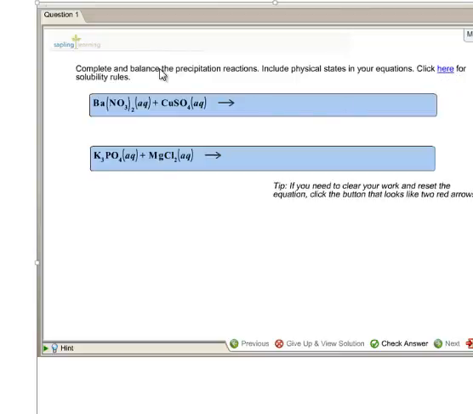But you would definitely want to use the solubility rules that Sapling provides for you to make sure that you have all the rules that they're going to expect that you have. So we know it is a precipitation reaction. They're telling us. And I see barium nitrate aqueous plus copper 2 sulfate aqueous. I'm going to start with that reaction.